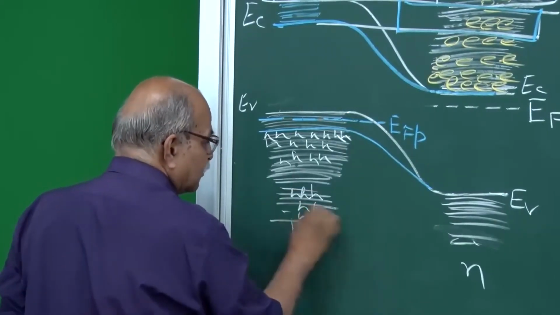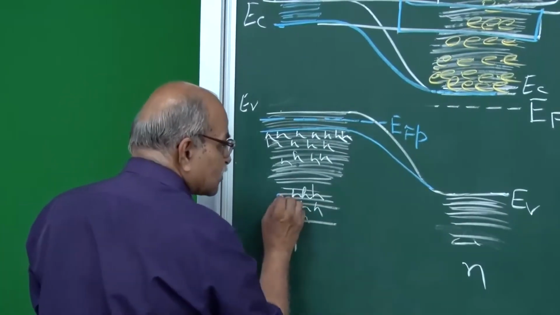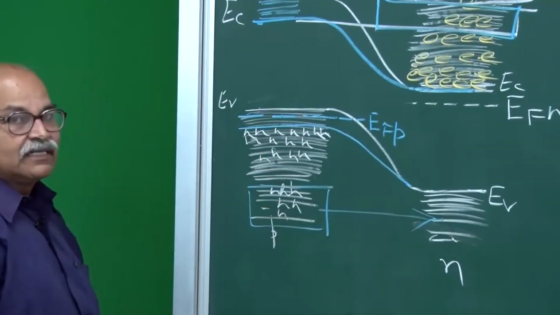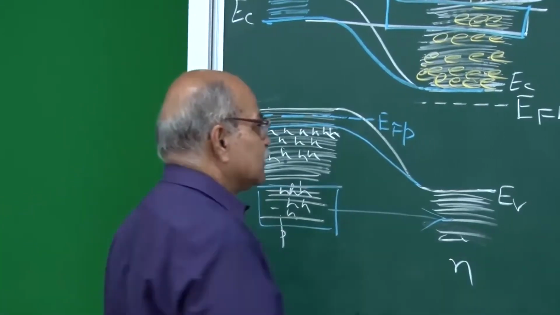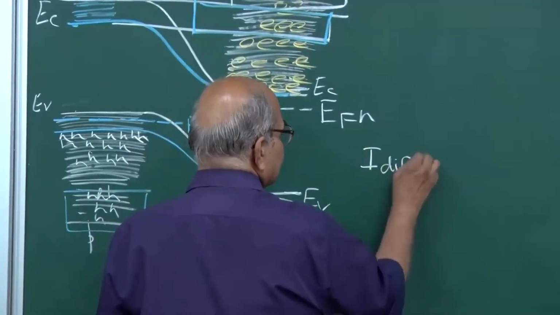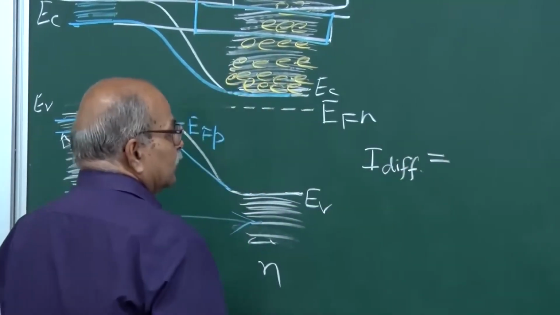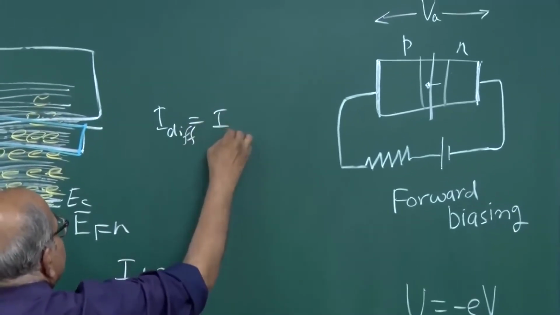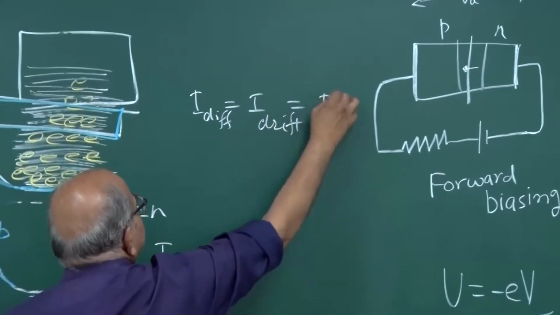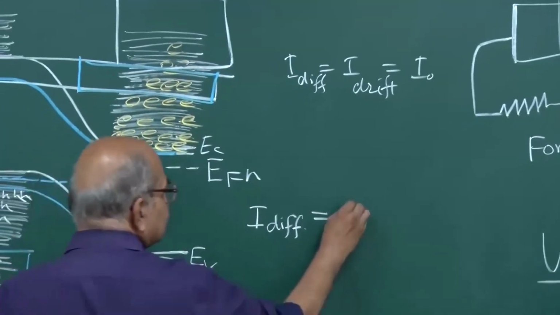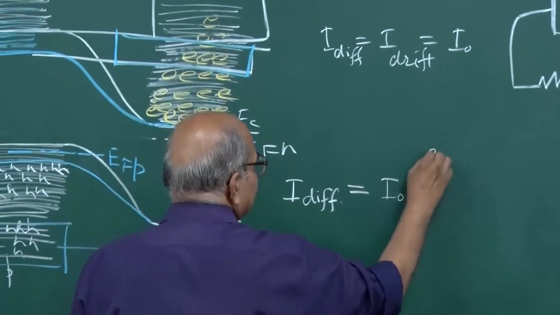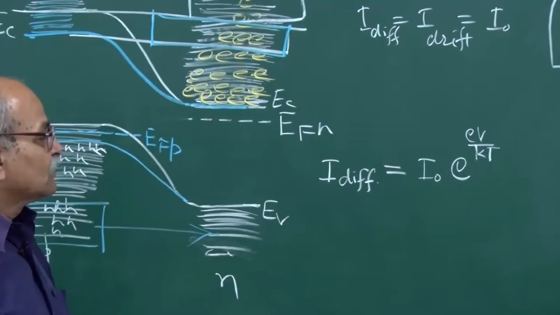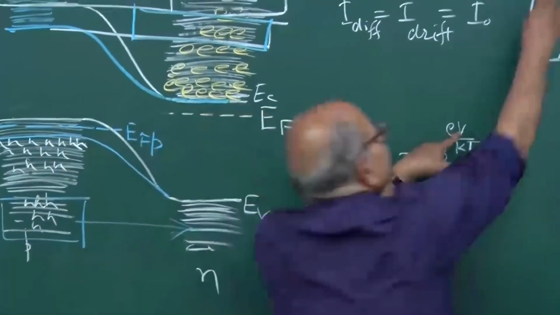All these things are shifted down. So you have extra holes which can diffuse, which will find quantum states here, and therefore the diffusion current, I diffusion, increases. So in the absence of the cell, you had I diffusion equal to I drift. If you call it I naught, then now the diffusion current is I naught multiplied by some exponential factor, which is in fact e power EV by KT. Diffusion has increased. This V is this V, VA.